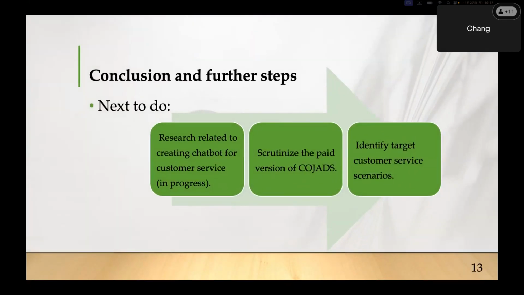In the near future, I want to focus on analyzing what I already have and on doing in-depth review of literature related to creating chatbots for customer service. In the longer term, I want to identify target customer service scenarios. To sum up, there is no doubt that building a Japanese dialect-aware chatbot will be a challenging and long process.